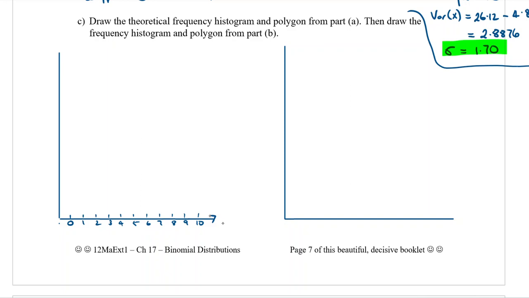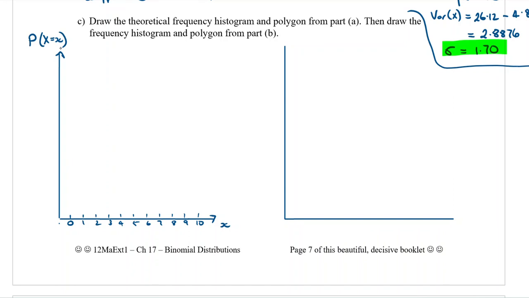So we're calling this X because X was what was representing the number of heads that we got. On the vertical axis is the probability of getting that number of heads. So that's the probability of X equals x. That was the proper notation.